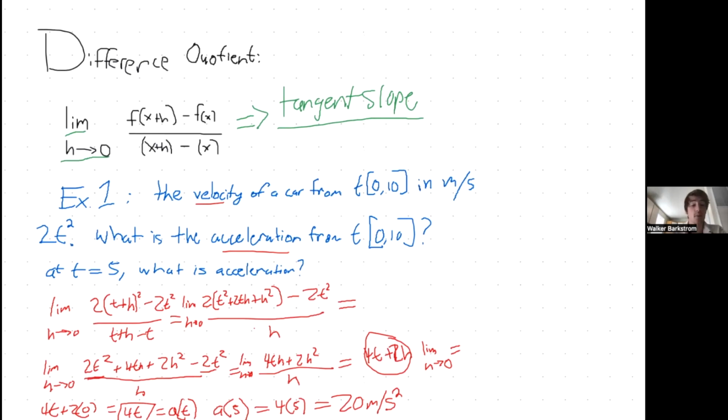And the reason it's meters per second squared is because velocity is in meters per second, and acceleration is measuring the change in velocity per second. So it's meters per second per second, which, if you simplify, is just meters per second squared.